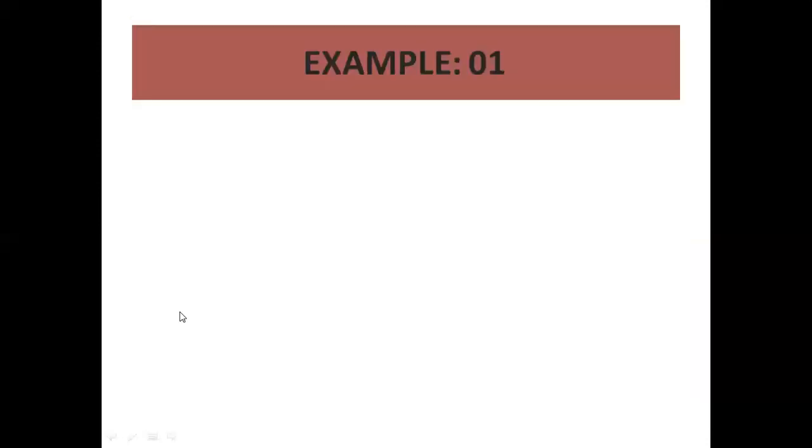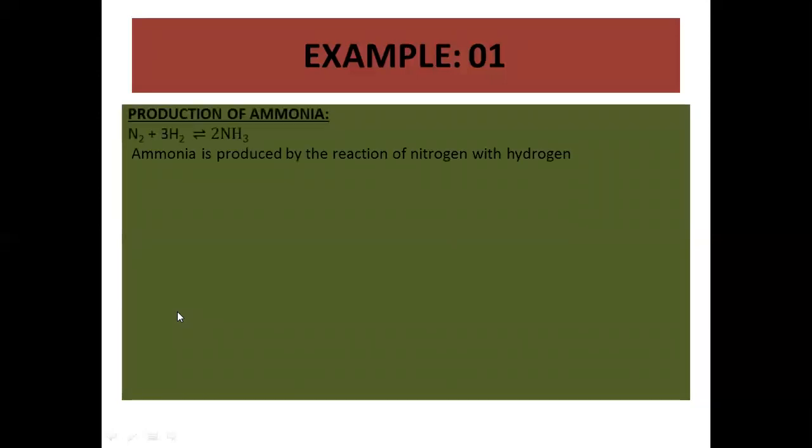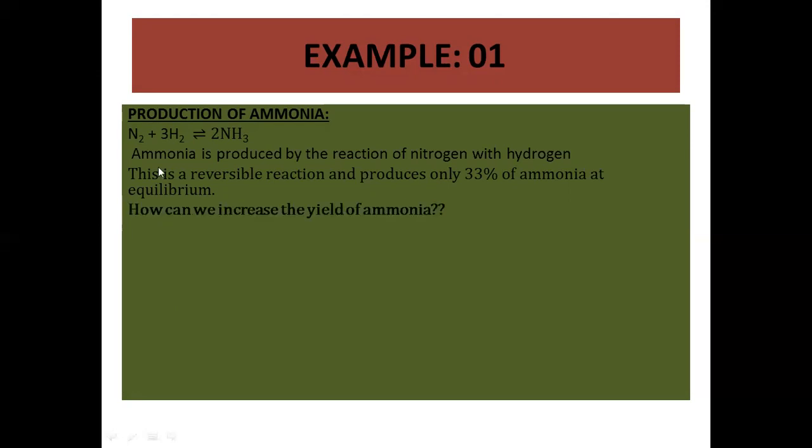Example number one, production of ammonia. Ammonia can be produced by the reaction of nitrogen with hydrogen gas. This is a reversible reaction and produces only 33% of ammonia at equilibrium. At normal condition, by using this reaction, we will get only 33% of ammonia, which is uneconomical.